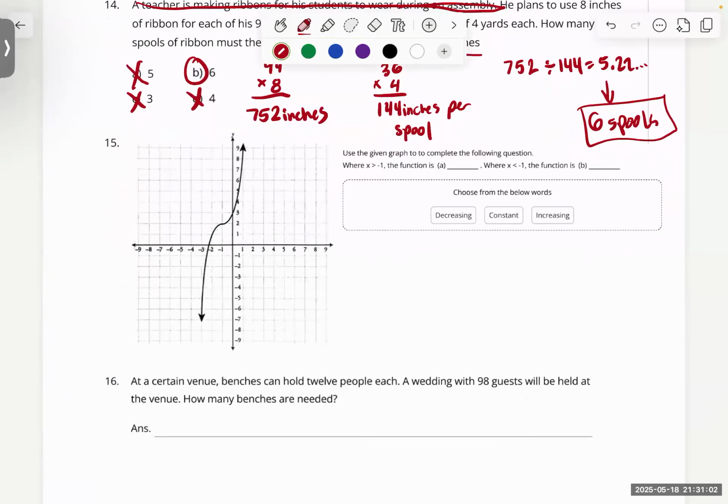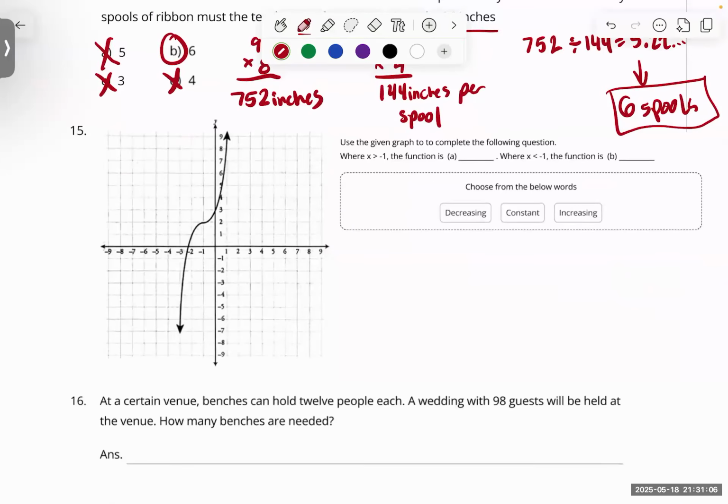Number 15. Use the given graphs to complete the following question. Okay, so we have a cubic function. You don't need to know it's a cubic, it's just some function. Where x is greater than -1, the function is either decreasing, constant, or increasing. Okay, so let's take a look. When x is greater than -1, what does that mean?